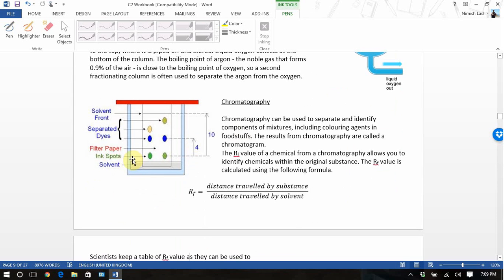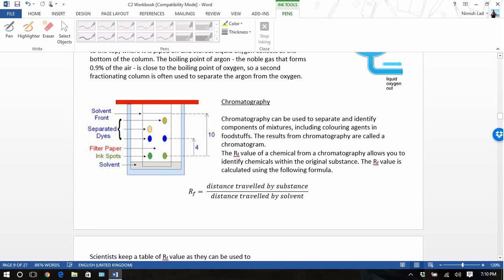So if we look at these dyes over here, here's our solvent. Here's our solvent front, so it's been allowed to rise through here. Here's one of our ink spots, and here's another one of our ink spots. You can see that the ink spot on the left is made up of this colour here and this colour here. You can see the ink spot on the right is made up of this colour here and this colour here. So you can see they have one dye in common, but they have two other dyes which are not in common.